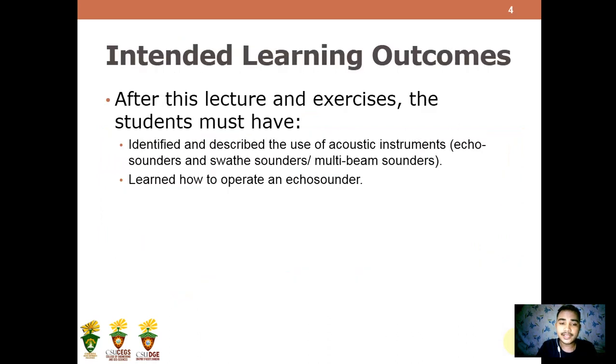For the intended learning outcomes of this lecture, after this lecture and exercises, you the students must first be able to identify and describe the use of acoustic instruments such as echo sounders and swath sounders or multi-beam sounders. Second, learn how to operate an echo sounder. But since we are in this online setup, I'm going to give you the concept of how the echo sounder is operated and how it works.